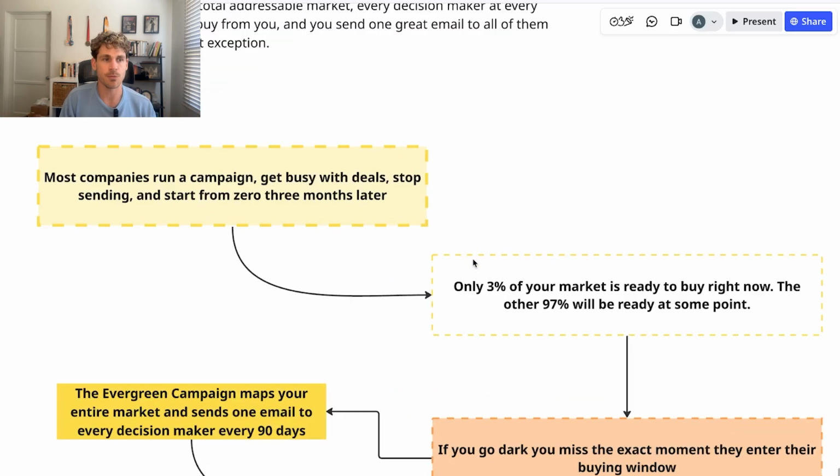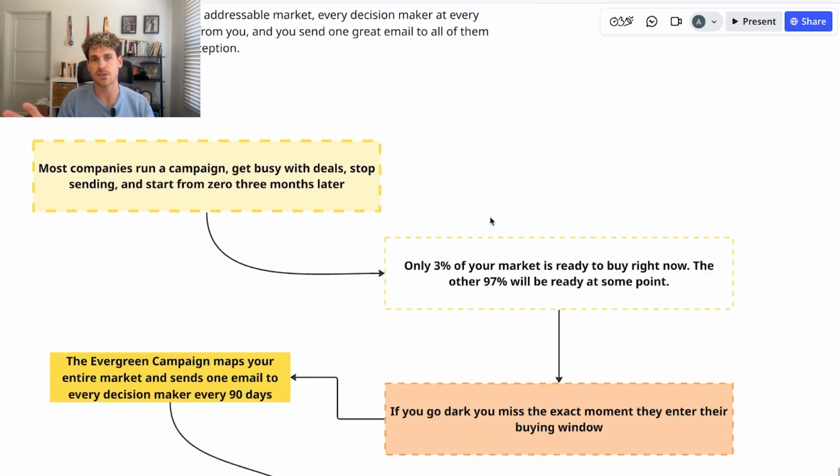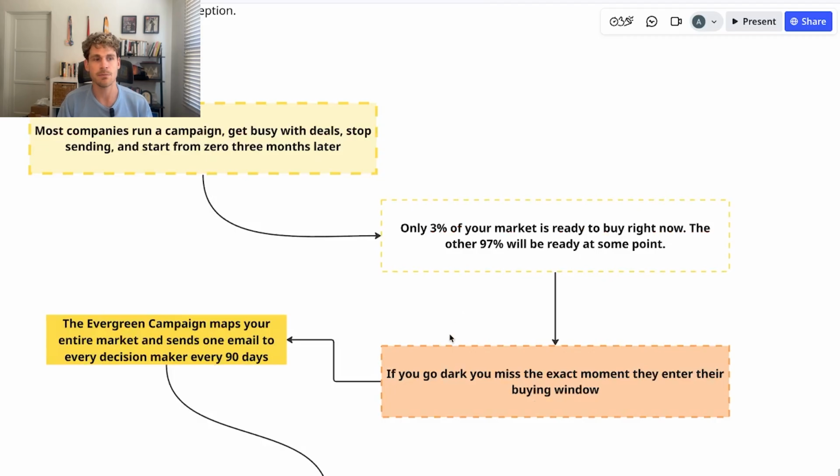About 3% of your market is ready to buy right now. The other 97%, they're ready to buy at some point. Maybe it's next year, maybe it's next month, maybe it's 5 years in the future, but you don't know that because you don't have a system to get in front of them. So if you go dark or if you're never hitting them, you miss the exact moment that they enter their buying window.